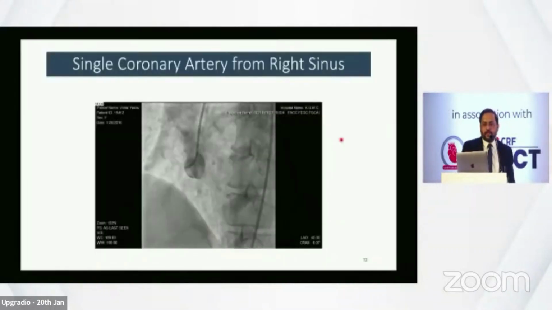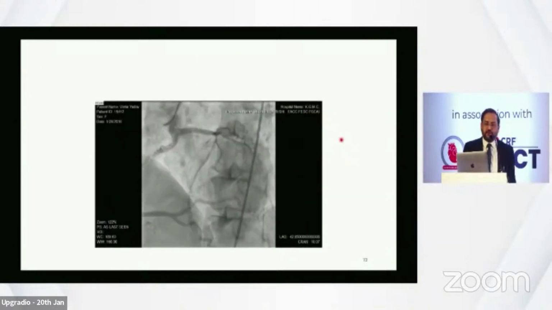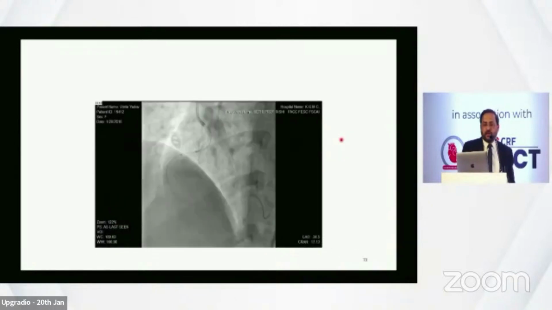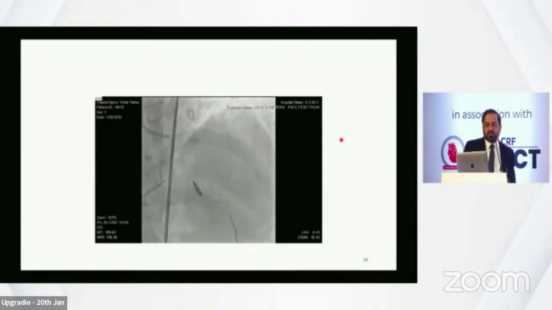There are other rare cases where you have single coronary arteries, a large size artery, which gives rise to both RCA and the entire left system. And we have this case where both LAD and RCA were diseased in a single coronary artery, and we finished the case in one setting.